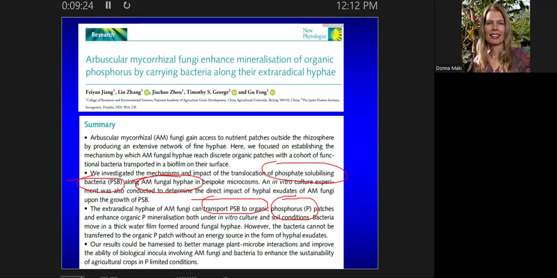Bacteria move in a thick water film formed around the fungal hyphae. However, the bacteria cannot be transferred to the organic phosphorus patch without an energy source in the form of hyphal exudates. So what they're saying there is that it looked like the fungi were having these bacteria skate along their surface. As the bacteria are moving, the fungi are feeding them a little bit of carbs probably to keep them going so the bacteria could stay active, get to the phosphorus patch, and then they both break it down. And then of course some of that gets sent back to the plant through the mycorrhizal fungi.